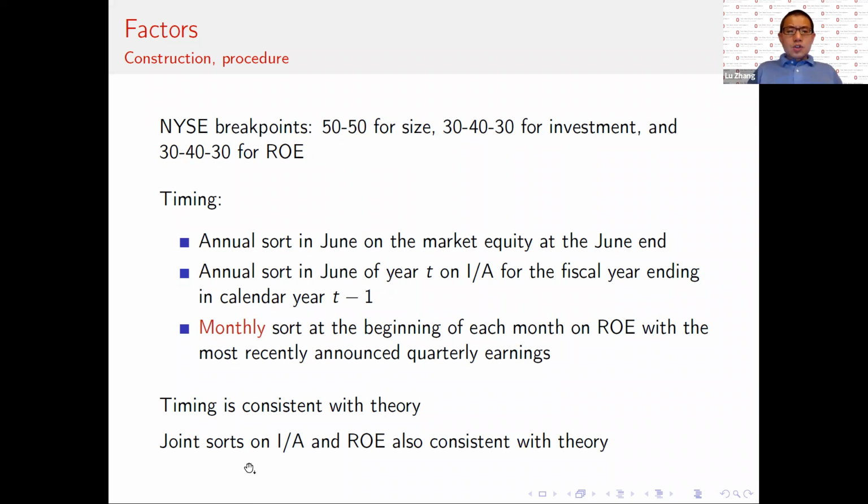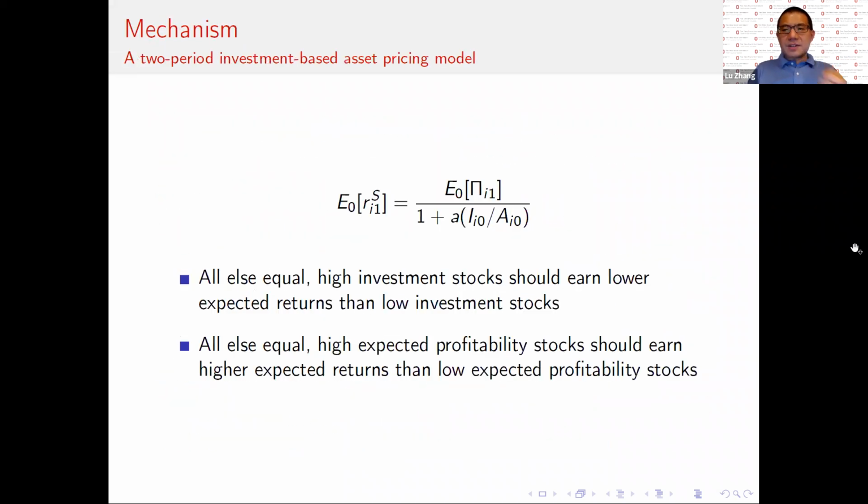So we also do joint sorts on investment and ROE. This is a triple sort on size, investment, and ROE. The reason is, again, consistent with theory, going back to the equation. It says all else being equal, higher profitability relative to investment earn higher rates of returns. All else being equal, high investment relative to low profitability earn lower rates of returns going forward.